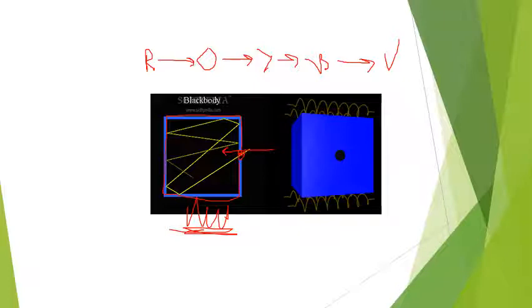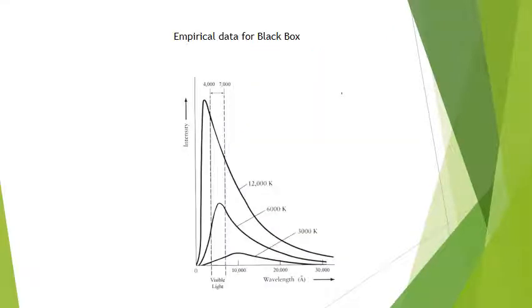So they came up with this graph. This is the empirical data of a black box. Let's take a look at this one down here. They looked at the wavelength of the light. We talked about wavelength, and they used angstroms instead of nanometers, but it doesn't matter. This is the lowest temperature, 3000 K, and it had this shape here.